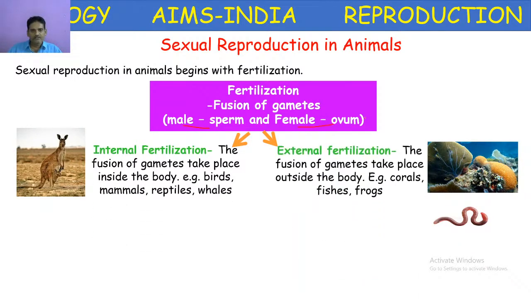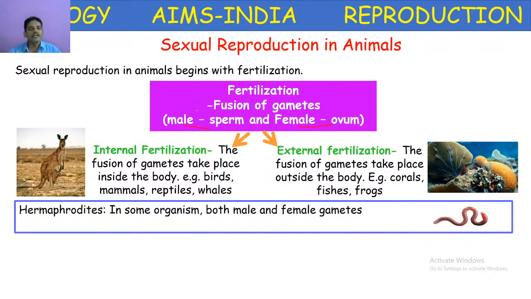So fertilization occurs by means of two ways: external fertilization and internal fertilization. The fertilization which takes place inside the female organism is called internal fertilization. The fusion of gametes takes place inside the body of the female organism. Examples: birds, mammals, reptiles, whales, insects, so many undergo internal fertilization.